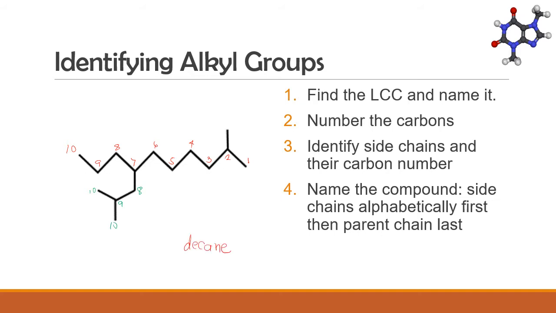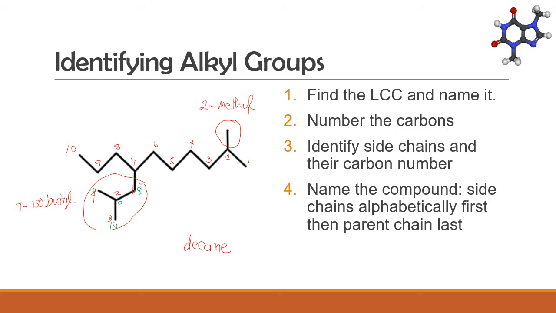Now, if we consider going from right to left, we have two alkyl groups attached. This one has one carbon, so it is methyl. This alkyl group has 1, 2, 3, and 4 carbons, so it is a butyl. However, it is not a straight chain butyl but an isobutyl. This isobutyl is attached to carbon 7. This methyl is attached to carbon 2.